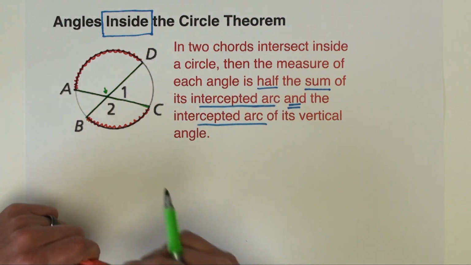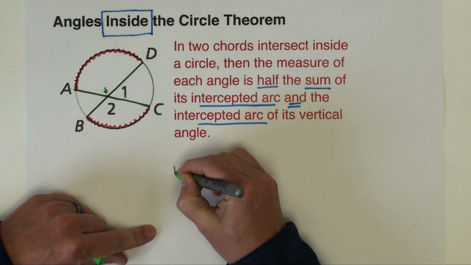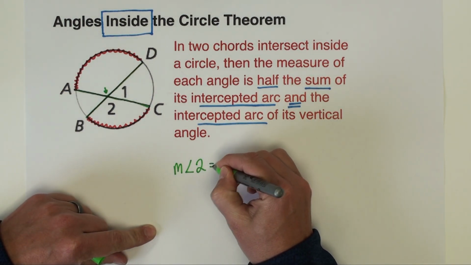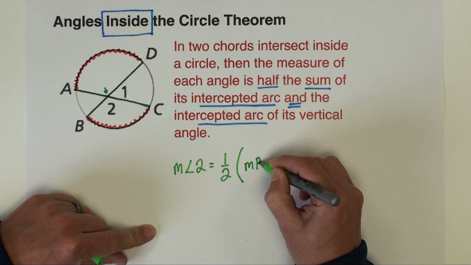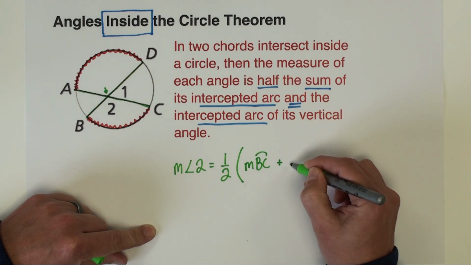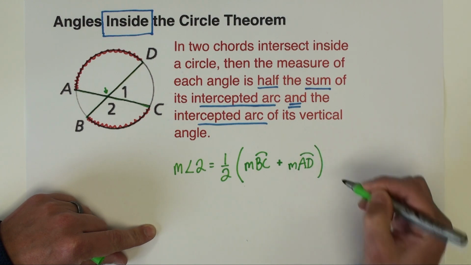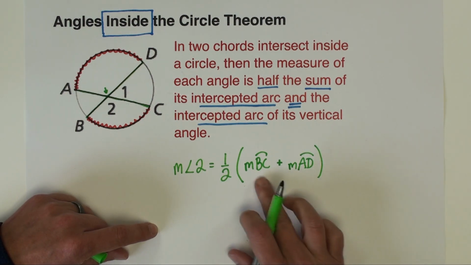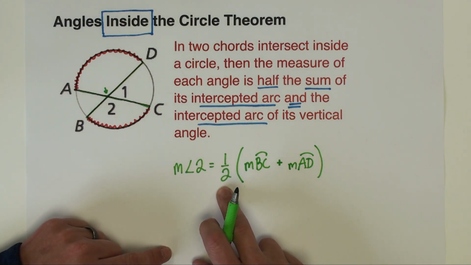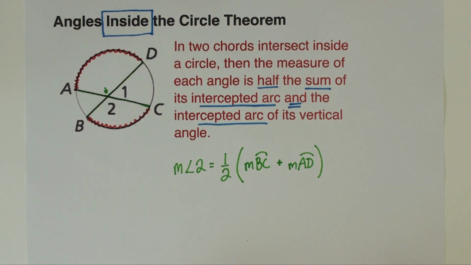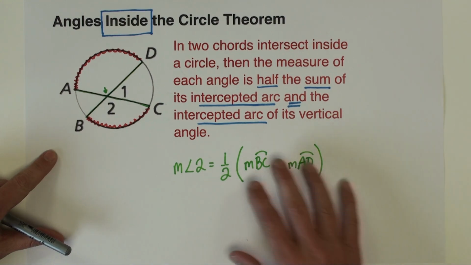The vertical angle intercepts that arc. Well, this theorem tells us that angle 2 is equal to half the sum of its intercepted arc, BC, plus the vertical angle's intercepted arc, AD. So essentially what we're doing is we're going to add the two arcs together and divide by 2. That's the simple computation that'll get us to the measure of that angle on the inside of the circle. All right, let's try a couple of example problems to illustrate this theorem.